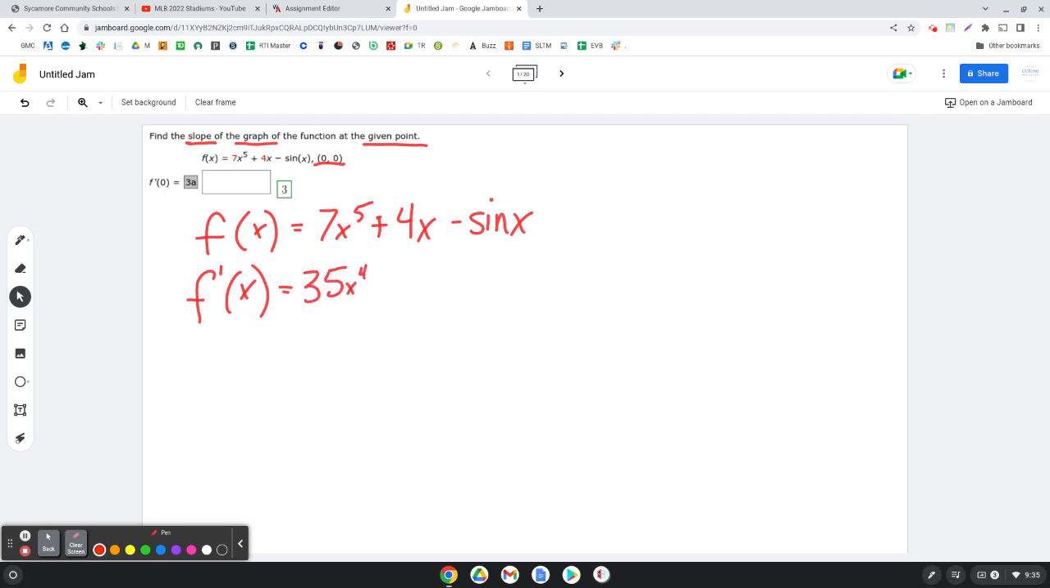Very good, Adrian. Now the derivative of 4x is 4. And then the derivative of negative sine is negative cosine. You all over that stuff?